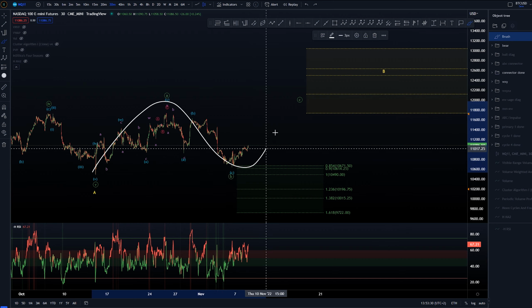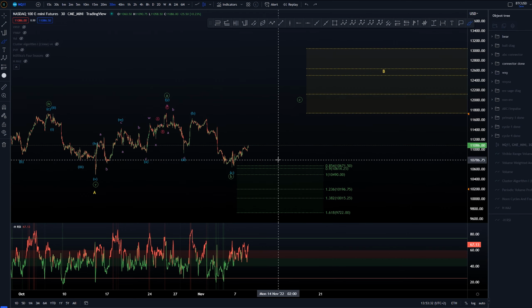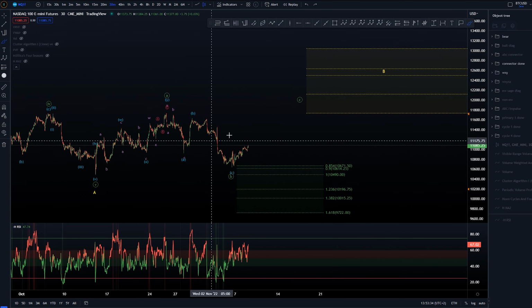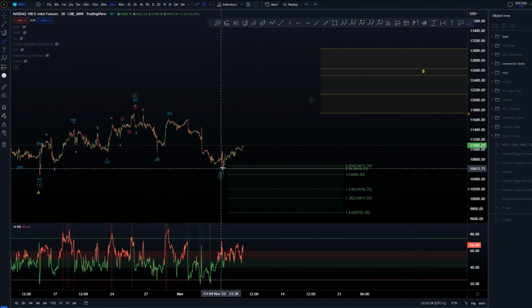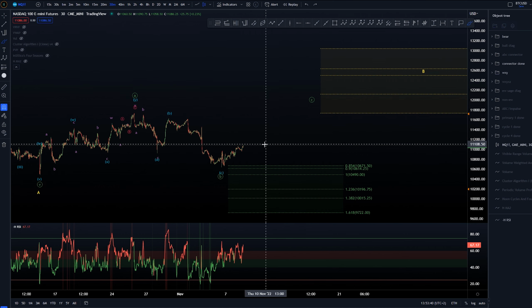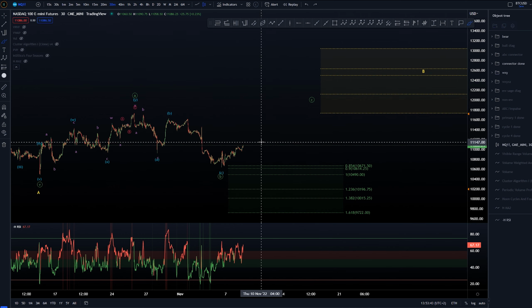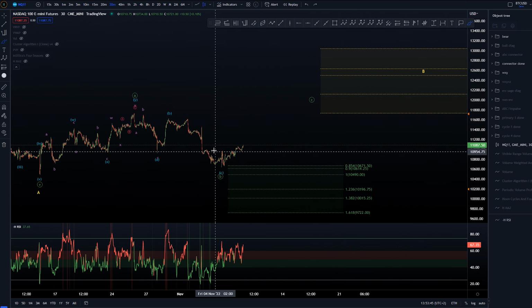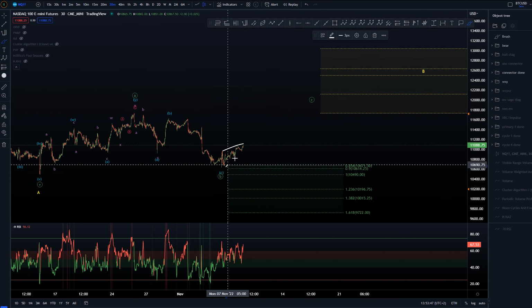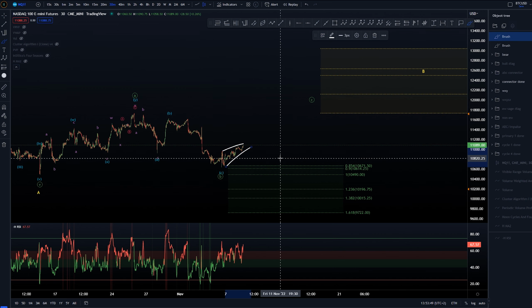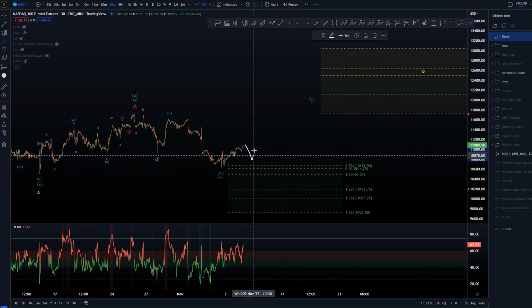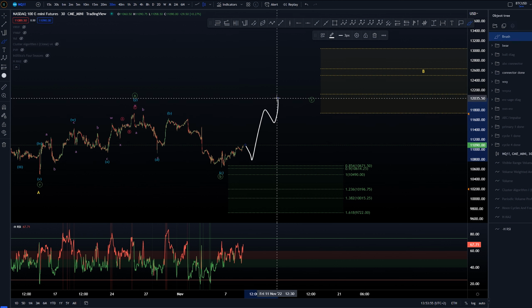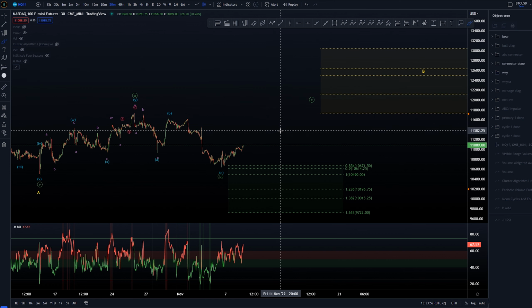Of course, it is still possible to create a WXY. There's no issue with that either. Again, this structure here is very much overlapping, so it is very hard to get this into a bullish one. The only way, again, would be to have this as some kind of diagonal. We'll see how that goes. We definitely need to get some kind of pullback before we start to get that possible third, fourth and fifth later on, if that is even going to happen.